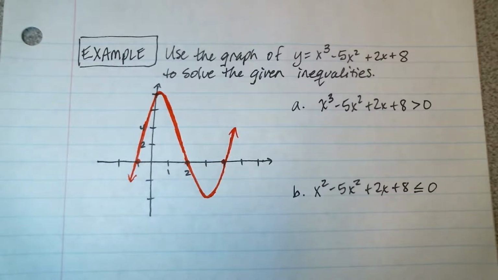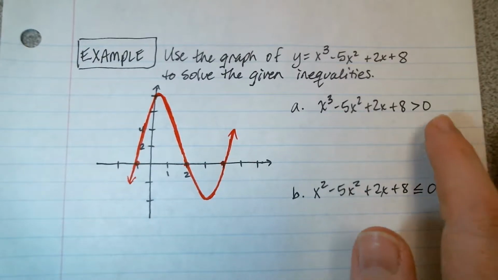In this example, I'm going to show you how to solve a polynomial inequality by using a graph. So here I've given you the graph of y equals x cubed minus 5x squared plus 2x plus 8, the polynomial in question. And we're going to use this graph to solve these inequalities.